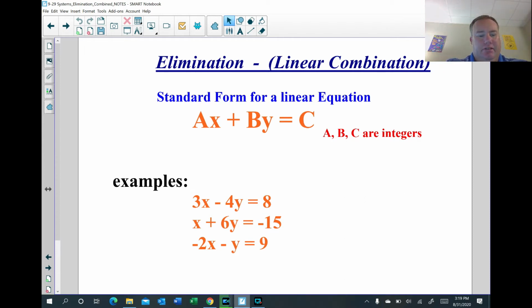Now again, the solution is still the same. This is still where the two lines intersect, or three, or however many. Now what's different about this is usually how it's presented to you. Elimination is usually presented in what we call standard form. Right? The ax plus by is equal to c. A, b, and c are integers, and x and y stand for the coordinate.